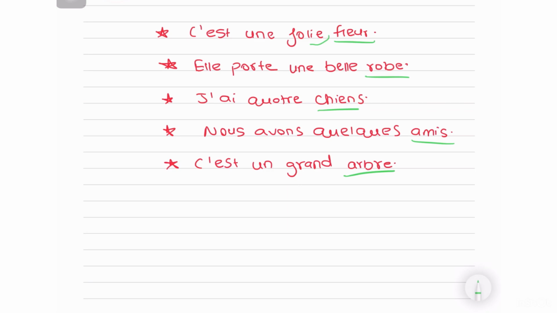So jolie is your pretty. That is, again, we're talking about the beauty of something. That means it is part of BANGS, therefore it will come before your noun. Same way, belle is beauty, then quatre is your number.